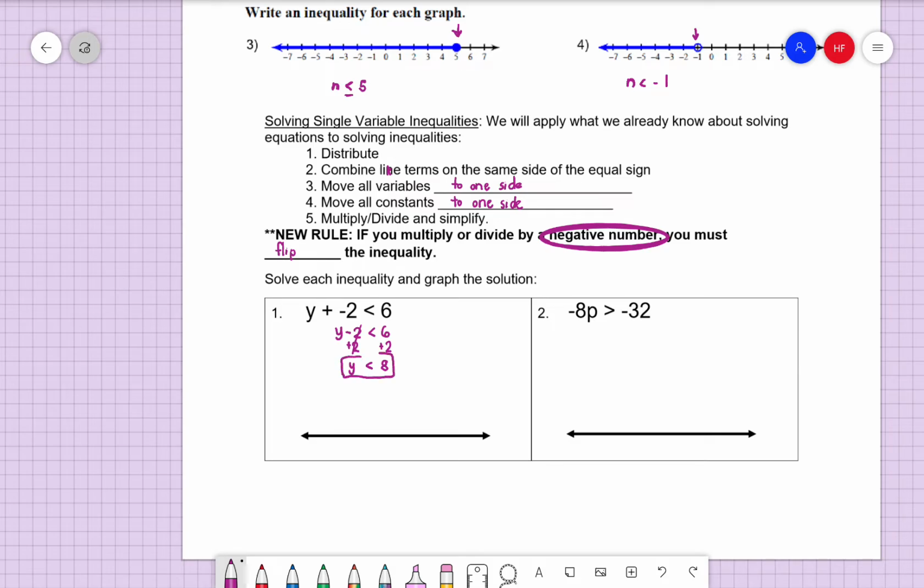This is where I stop. So y is less than 8. I'm going to find 0. Say that this is 8. Less than means to the left. So here I have a circle. There's no line underneath, so that means it's going to be open to the left. So open circle on 8, and then everything shaded to the left.